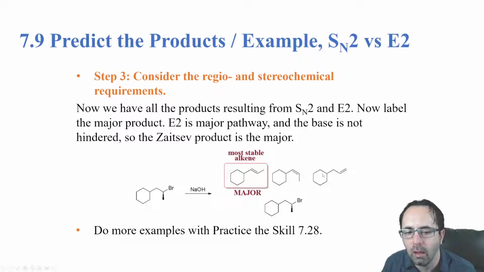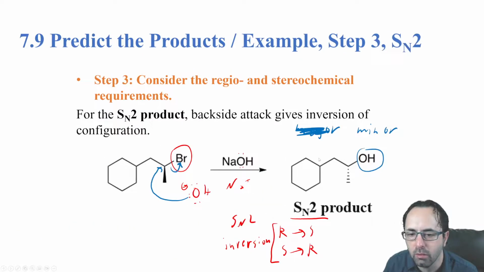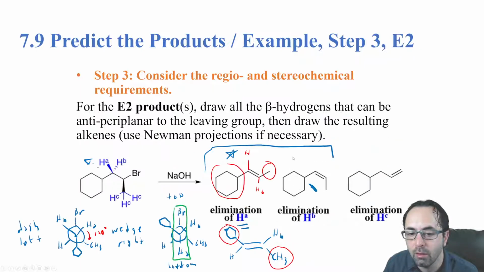And that's how you evaluate which pathway it goes down. Now, my apologies for the error. I forgot this was secondary for a moment. Remember, secondary slows down the backside attack of the strong nucleophile, strong base here. So that's going to cause the SN2 reaction to be slightly slower than the E2 reaction. So the E2 reaction will be the major product.